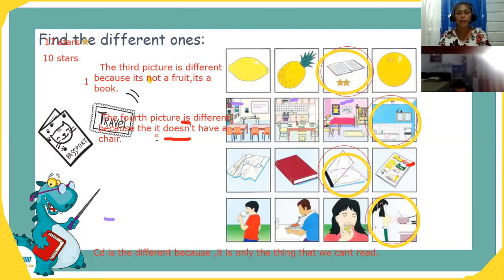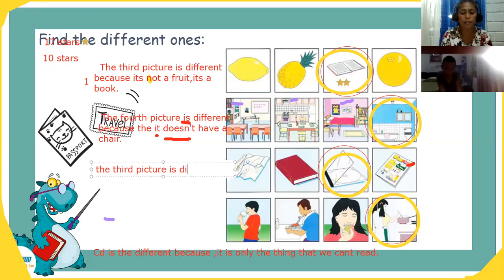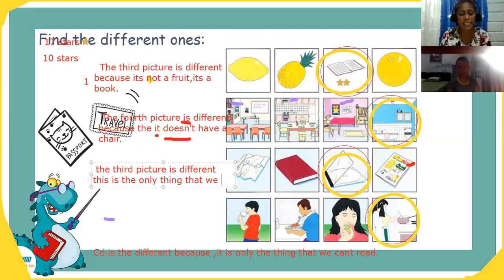Okay, next one. The third picture. The third picture, okay, CD, the one I told you. CD is different because it's the only thing that we can't read. Okay, very good. The third picture is different because it's the only thing we can't read. We got a CD.